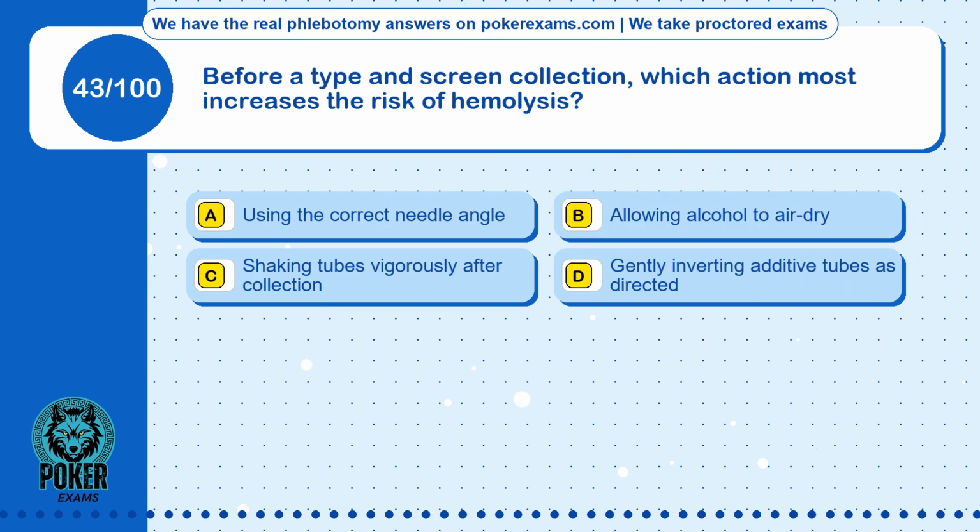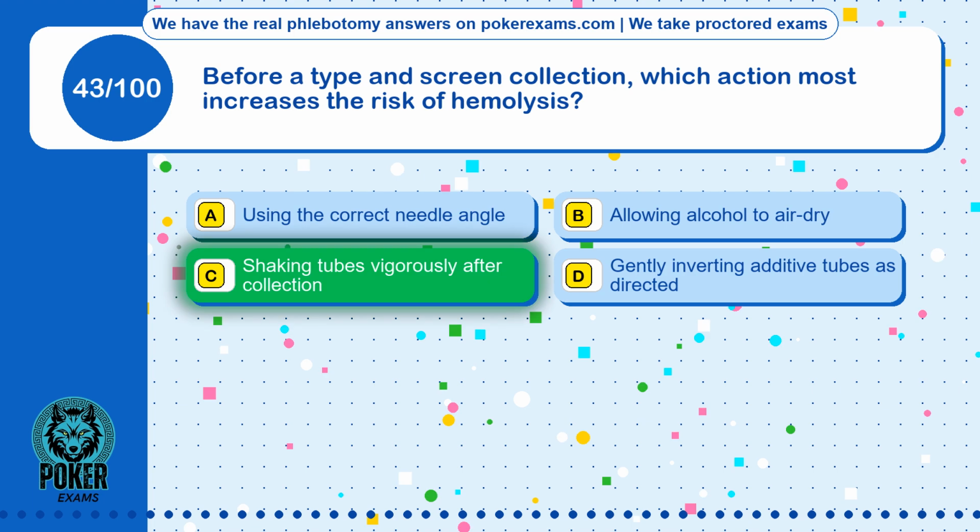Question 43. Before a type and screen collection, which action most increases the risk of hemolysis? Option A. Using the correct needle angle. Option B. Allowing alcohol to air dry. Option C. Shaking tubes vigorously after collection. Option D. Gently inverting additive tubes as directed.